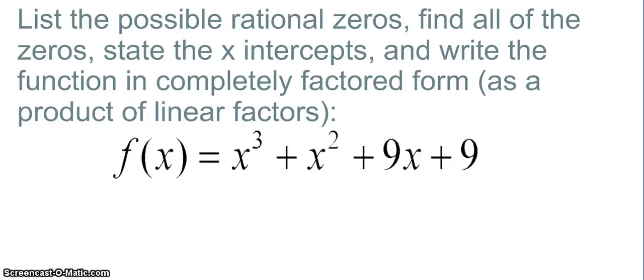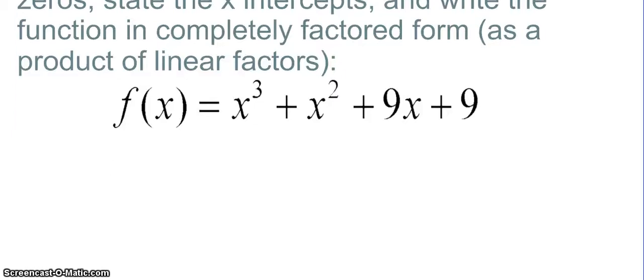Okay, so for the next example, the first part is to actually list all of the possible rational zeros. Then you're going to find all of the zeros, state the x-intercepts, and write the function in completely factored form, which is the same as saying as a product of linear factors. So first, let's do the possible rational zeros.